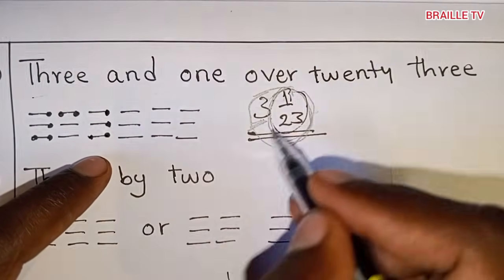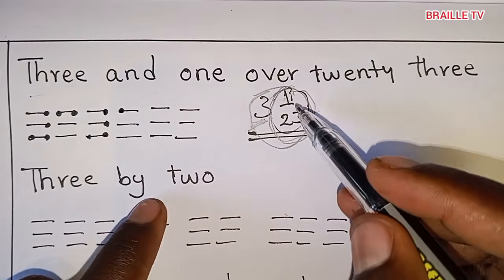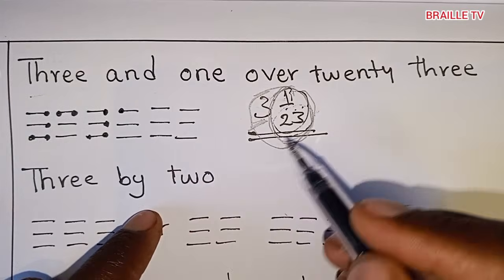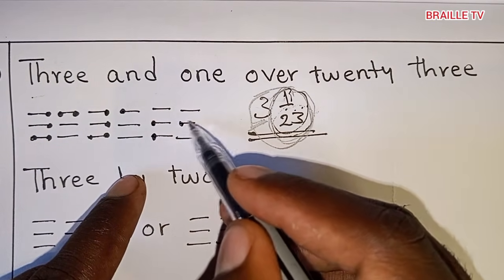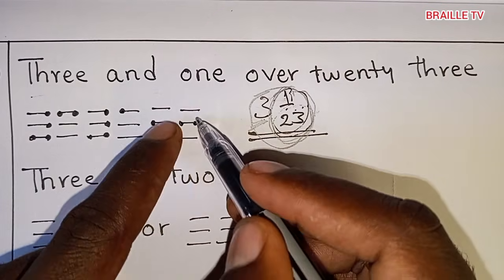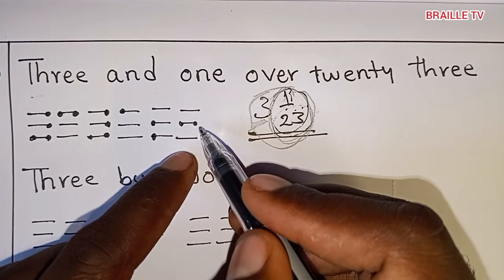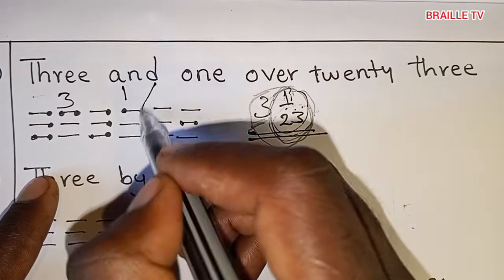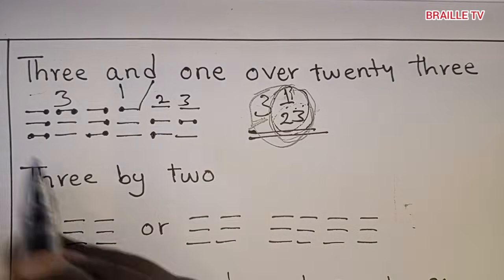Sasa hapo andika 1, and I told you the denominator ama number ya chini you always lower. So 23 unaandika hivi 2 and then 3. Na hii 3 usiandike mstari ya chini, usilowe kabisa mpaka hapa chini. You write it as middle C. Okay? So itakuwa ni 3 and 1 all over 23. Are we together? So this is what we are told to do.